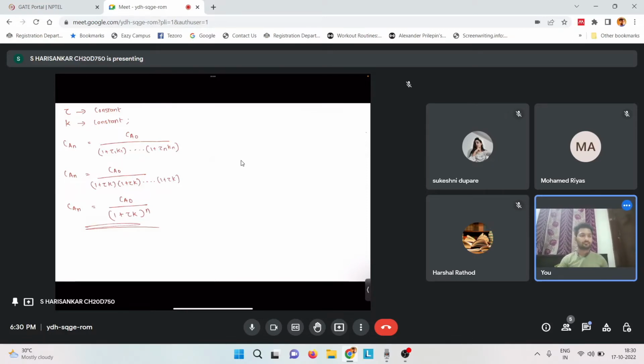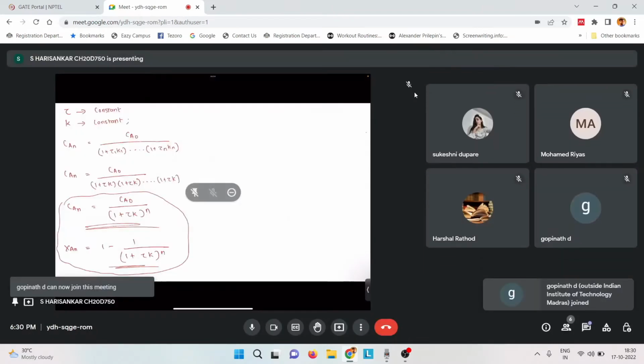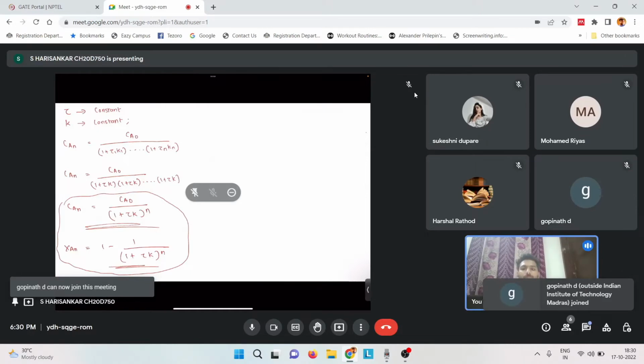This will be the general equation for this special case where tau and K are constant for all the CSTRs that are in series. And you can use this same equation to find conversion, which is Xan. That will be 1 minus 1 by 1 plus tau K, the whole raised to n. Fine. So these two are the general equations for concentration and conversion when the space time and the reaction rate constants are constant throughout the system.